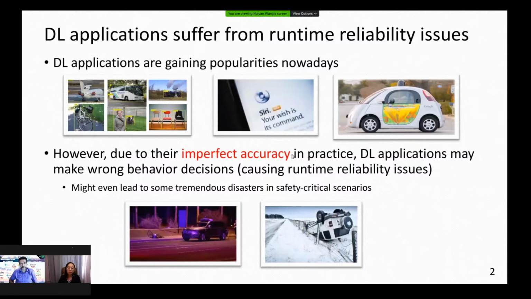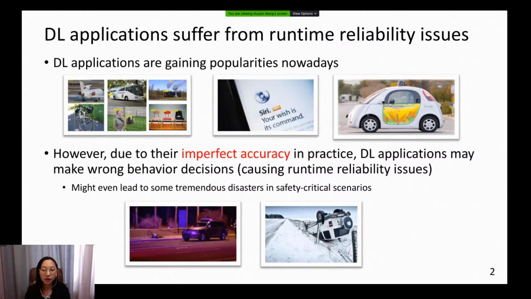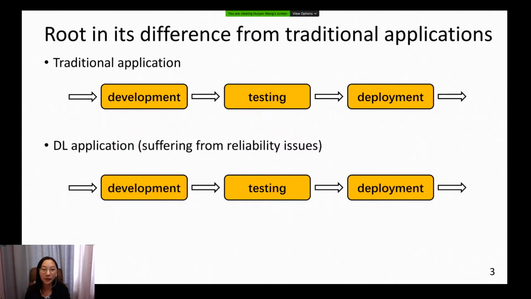As we all know, deep learning applications are quite popular recently. However, due to their imperfect accuracy in practice, their wrong predictions may cause some runtime reliability issues or even lead to some tremendous disasters in our life. We ascribe this to its key differences from traditional applications.